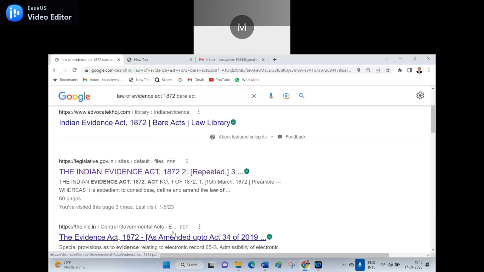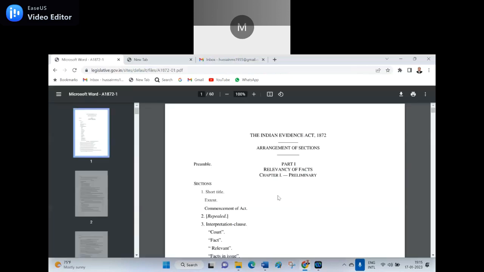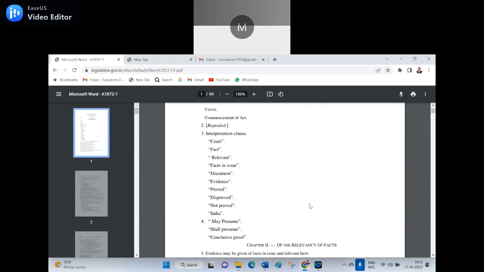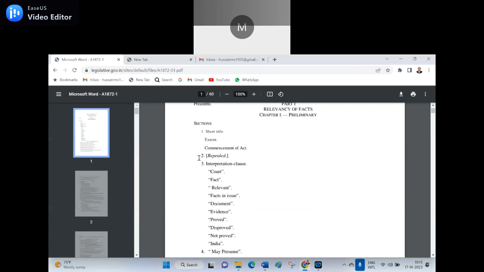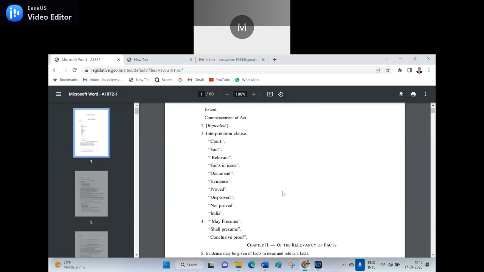This is different. Yes, you can see repeal. The Indian Evidence Act of 1872 arrangement: Part 1, Relevancy of the Facts, Chapter 1. So here they may try to ask, Section 2 is repealed, I told you. And Schedule 1, only one schedule is there which is repealed. Otherwise, other things are not repealed at all.